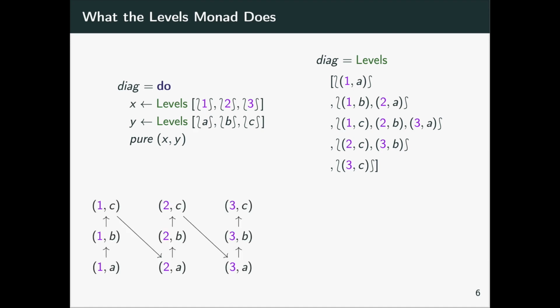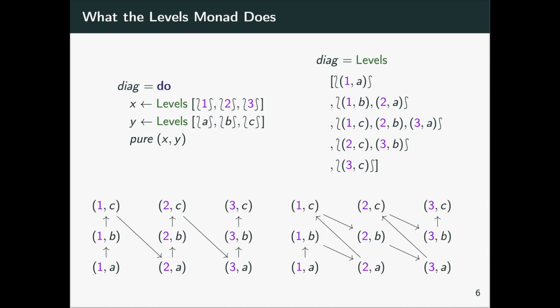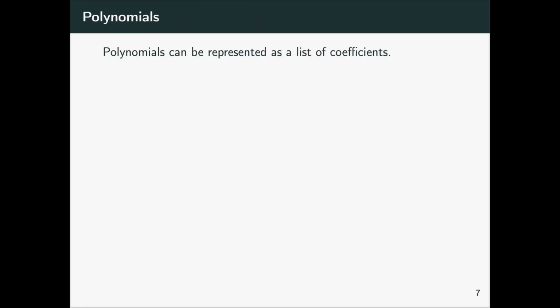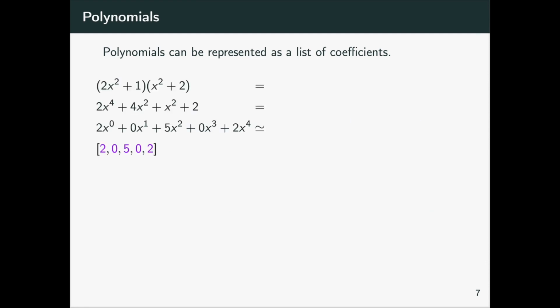If you follow a depth first search pattern, this is the search pattern that you get on the left, whereas the levels monad follows the one on the right, hence the diagonalization. That pattern of diagonalization is actually the same pattern that you get from polynomial multiplication when you represent polynomials as lists of coefficients. That representation works like this. First of all, you multiply out the polynomial, then you arrange it in order of increasing exponent, filling in the missing exponents, and then those coefficients give you the entries in the list.